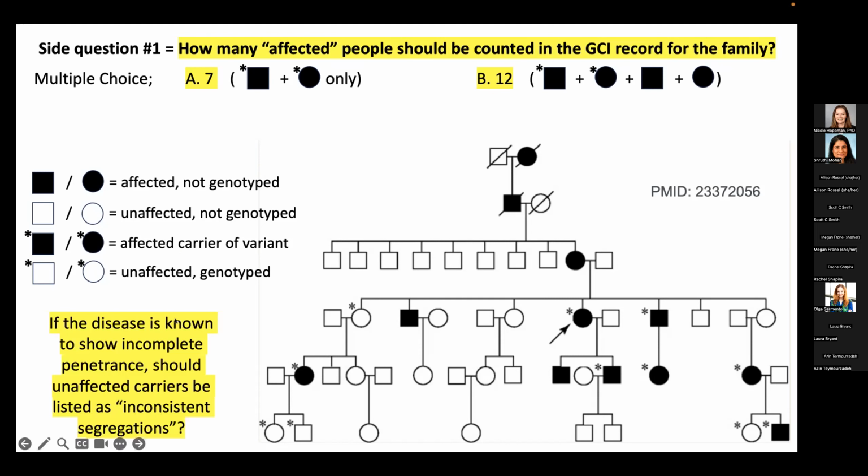And so, yeah, I did want to ask this question. You could say that this has incomplete penetrance among the females, right? In this family, should unaffected carriers be listed as inconsistent segregations? We know there's a question about this in the GCI. So I just wanted to reassure you folks that these aren't inconsistent segregations just because she carries the variant but isn't affected. That's completely fine.